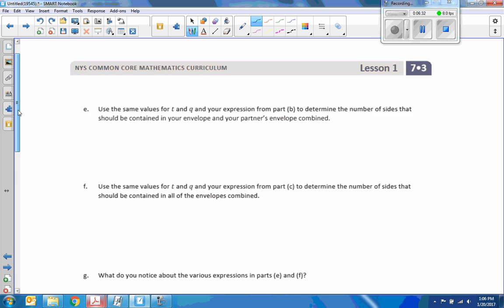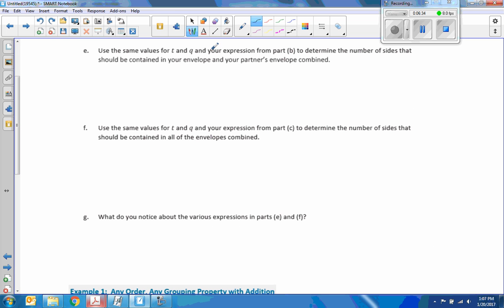Next step. Okay, use the same values for t and q in your expression for part B to determine the number of sides that should be contained in your envelope and your partner's envelope. Fine. Here's where you can have multiple ways. And I'll just do the multiplication in each case. Okay, so it's 2 times 3t plus 4q. I'm going to substitute in how many triangles we got, which was 4.